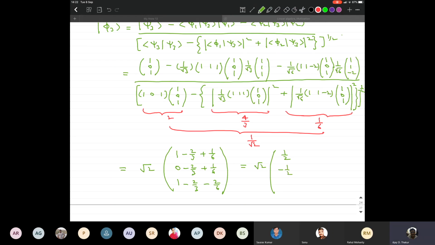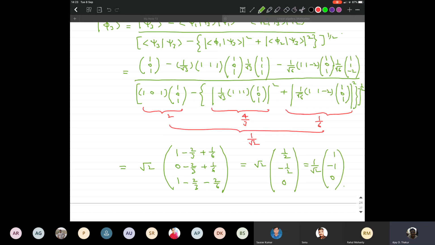And the third term is minus 2 by 3, and 2 by 6 is 1 by 3. So minus 3 by 3. So 1 minus 3 by 3 is 0. So this will lead us to 1 over root 2, 1 minus 1 and 0.